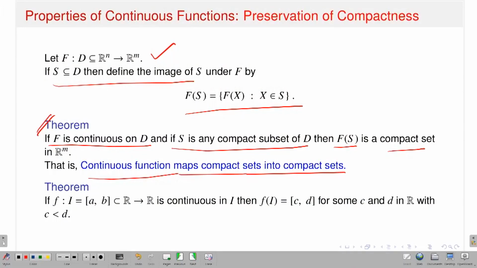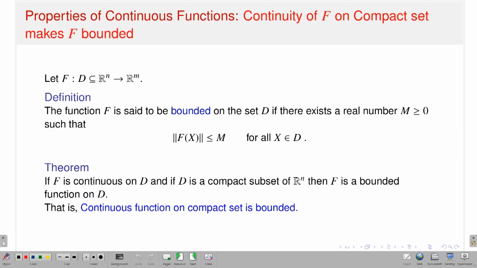In particular, if I take n equal to m equal to 1, suppose f is a map from a closed interval [a, b] subset of R to R, and this is a compact set in R as we know. Therefore the image should also be compact, and we know the compact subsets of R are closed and bounded intervals. So it is of the form [c, d], where c is less than d. Now, a few more properties.